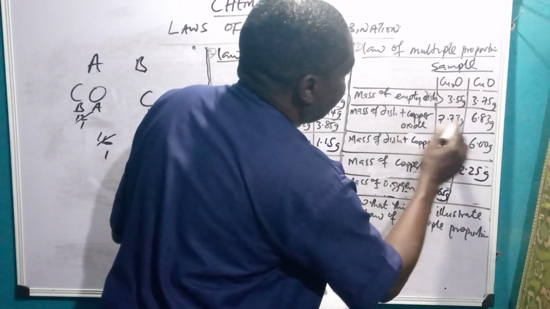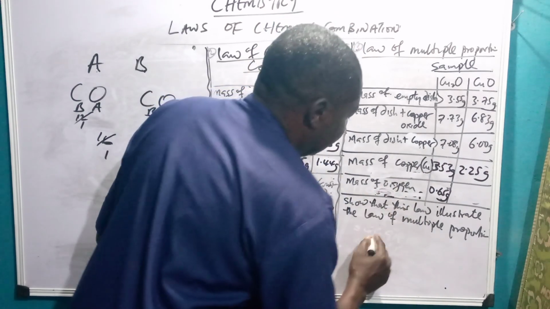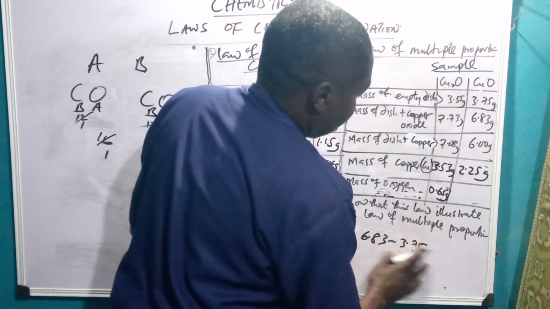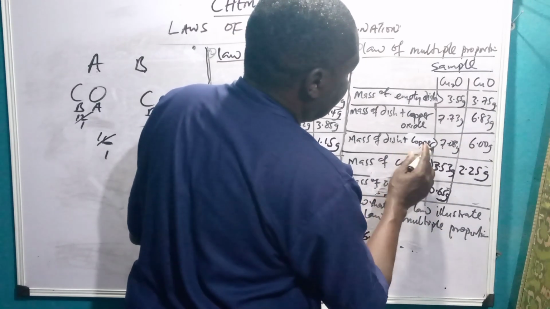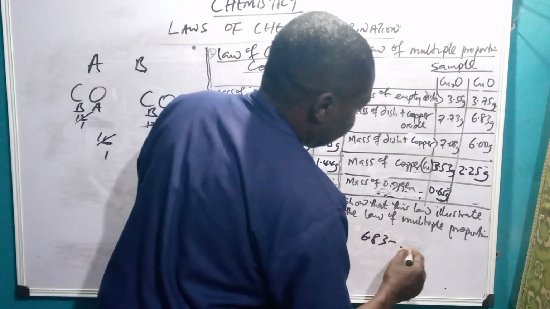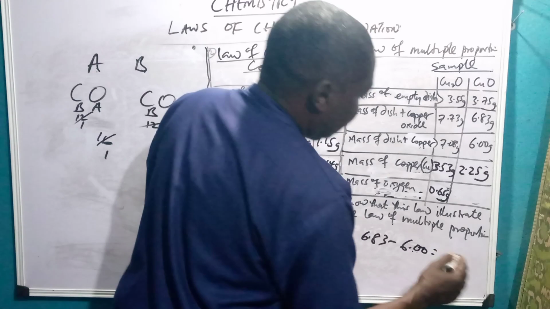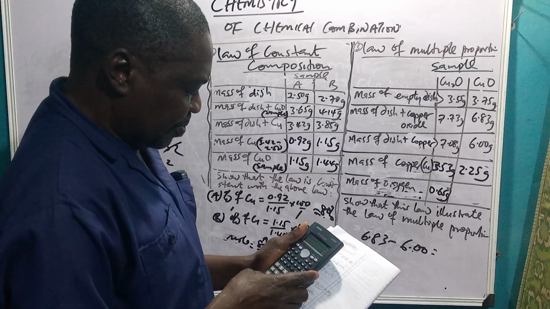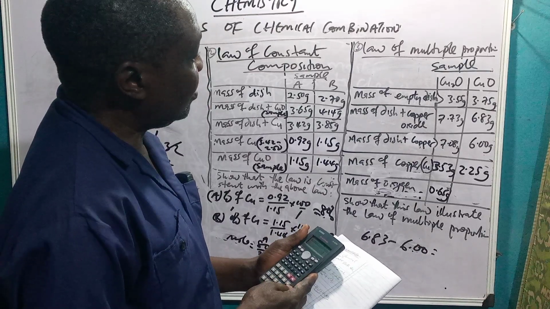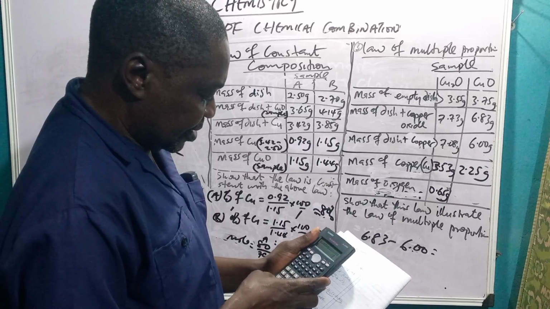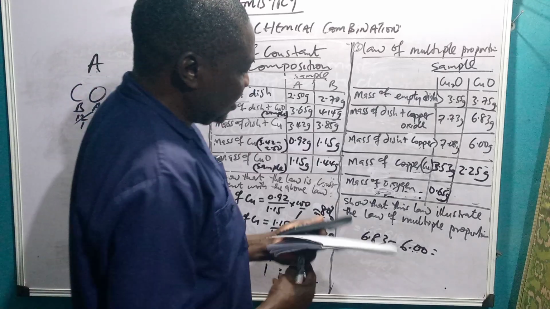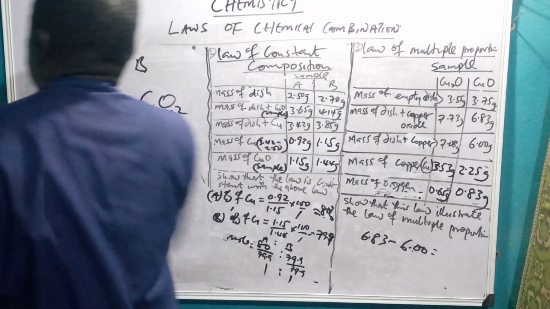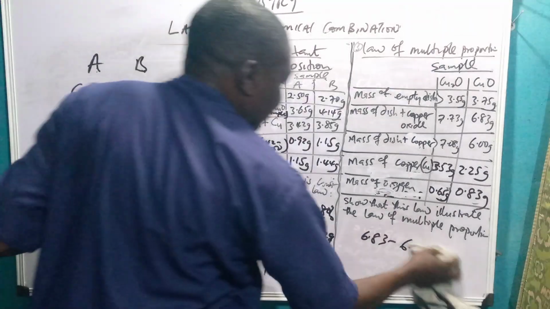The other one is also the mass of copper: 6.83 minus the dish plus copper, 6.00. Yes, 6.83 minus 6.00 gives you 0.83. 0.83 gram. Having had that, you can now do the calculations which they expect from you.